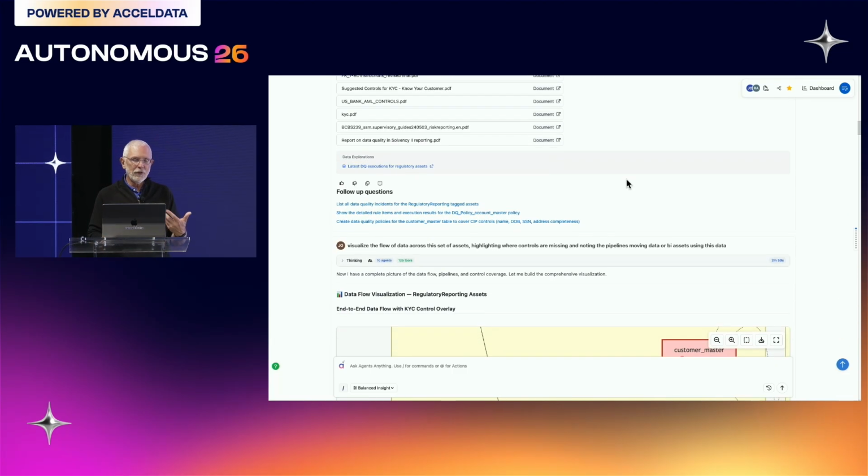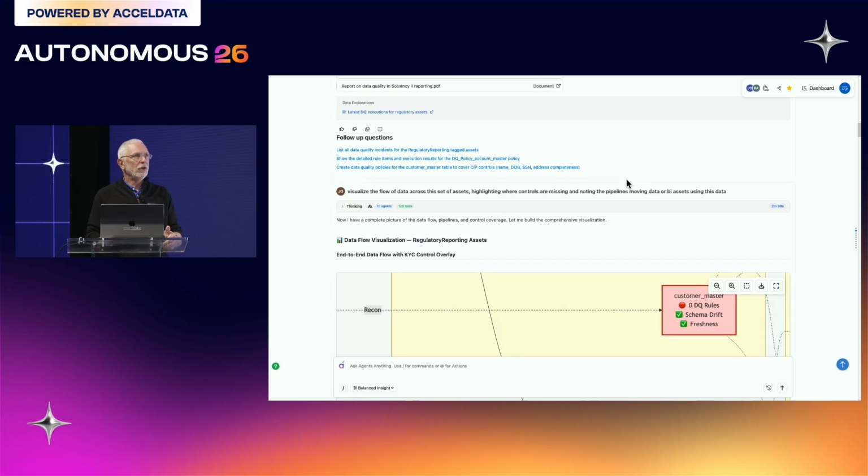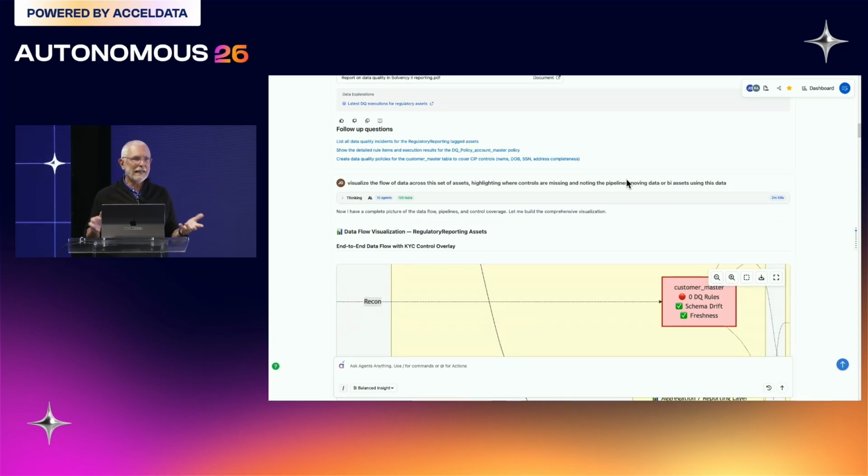Now, I'm new in the bank, so I don't have a full picture of these assets, and for me to feel confident in my job, I want to get an understanding of how they live in the ecosystem. What's the flow of data? So I ask specifically that. Visualize this for me across the different assets, highlighting where the controls are missing.